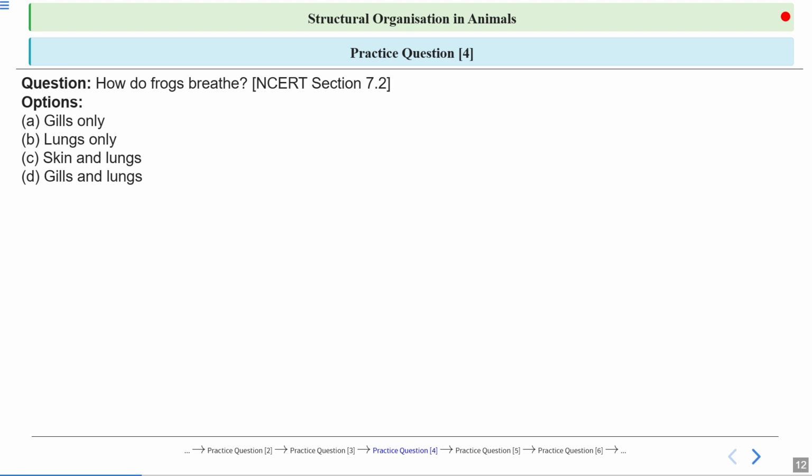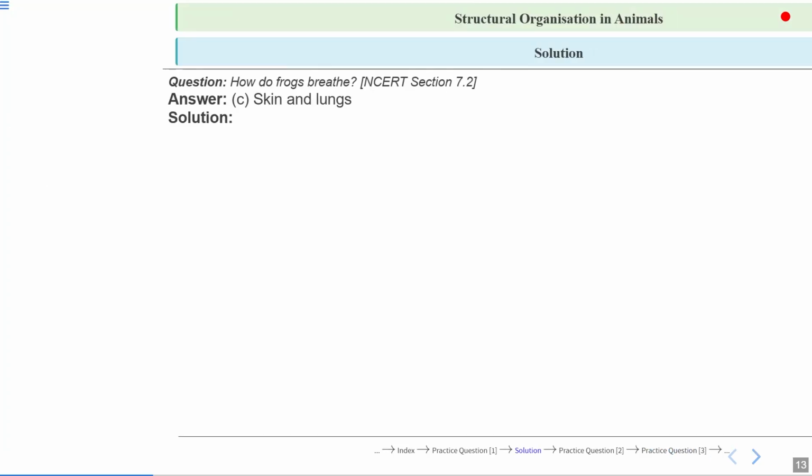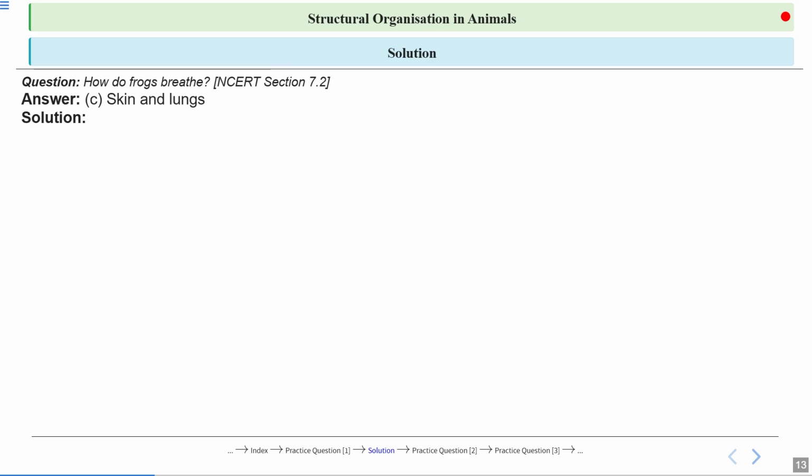Next question. How do frogs breathe? This is NCERT section 7.2. Let us see the options. A, gills only. B, lungs only. C, skin and lungs. And D, gills and lungs. Let us see the answer. Yes, the answer is skin and lungs. The respiration done by the skin is called cutaneous respiration, and the one done with the help of lungs is called pulmonary respiration.